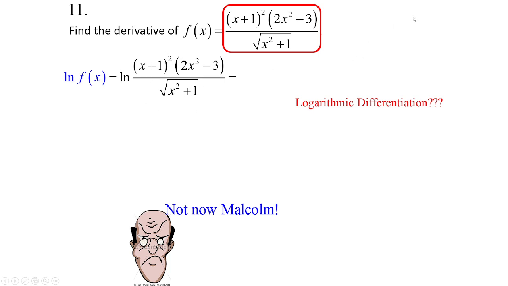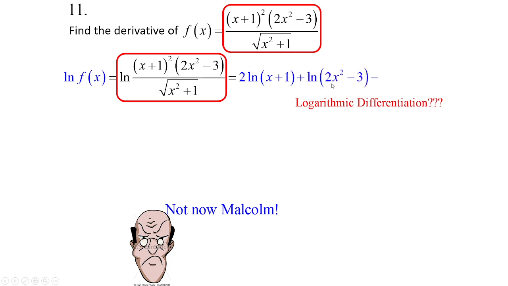So that's going to be what? Okay, the natural log of x plus 1 quantity squared. And what did I do with the square? I brought it out front. Plus the natural log of 2x squared minus 3. There that is. And then minus the natural log of x squared plus 1 to the 1/2. And what did I do to that 1/2? I brought that out front. There it is right there.